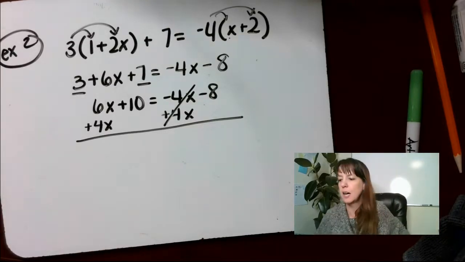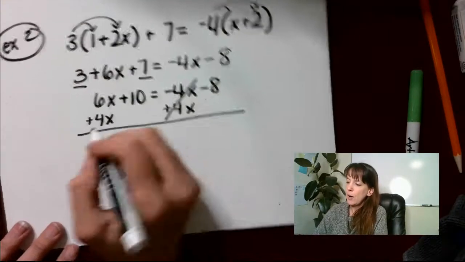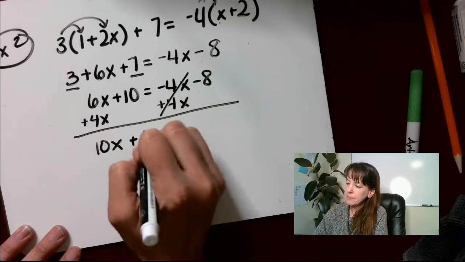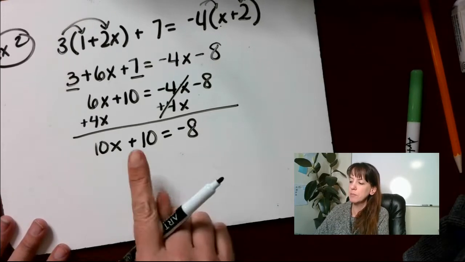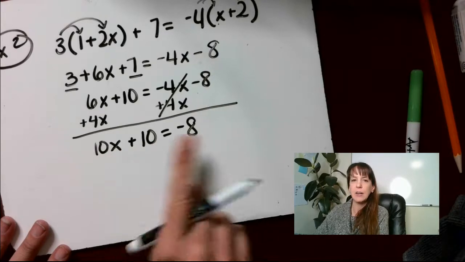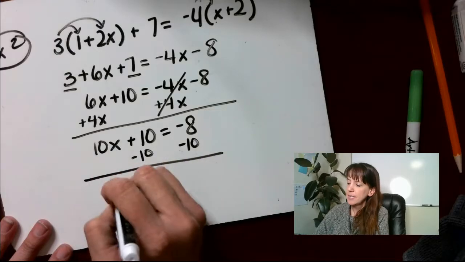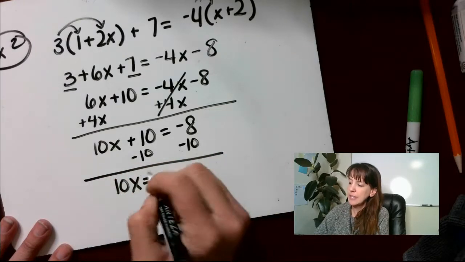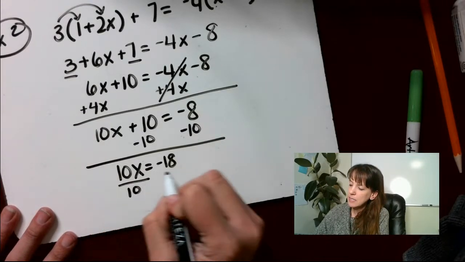If they do not, go back and make them look this way, okay? Good. So I have 10x plus 10 equals negative 8. All right, now I'm in a position to be able to move. Again, I want to get that chunk with the variable by itself, so I'm going to move this guy over to the other side. Minus 10, minus 10. 10x equals negative 18. All right, let's divide by 10, divide by 10.